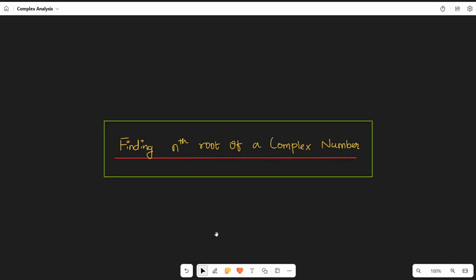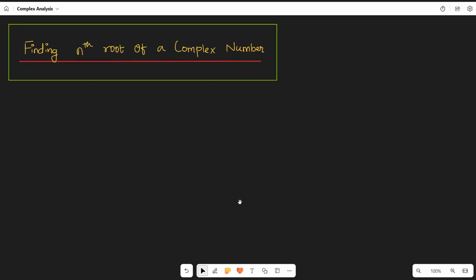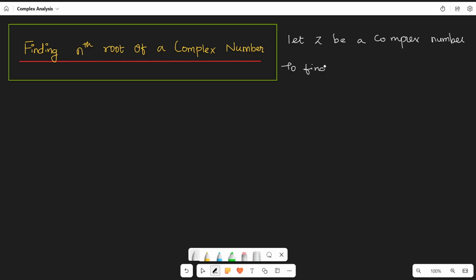Finding nth root of a complex number. So I'll consider a complex number z and I'm going to find the nth root for it. Nth root is nothing but raising to the power 1 by n. Let z be a complex number, to find z power 1 by n.